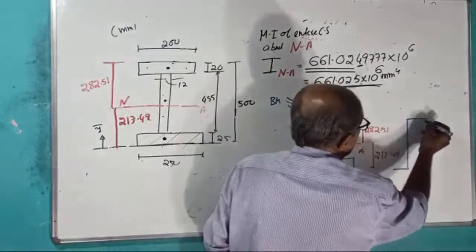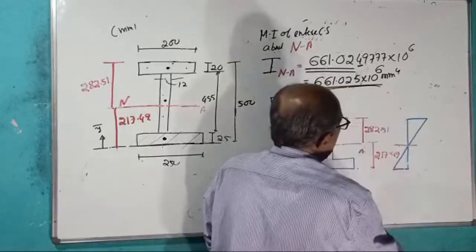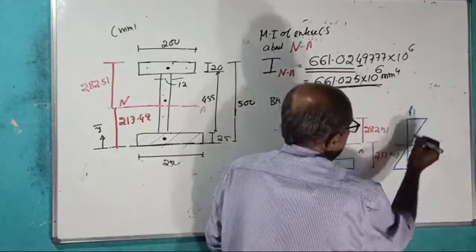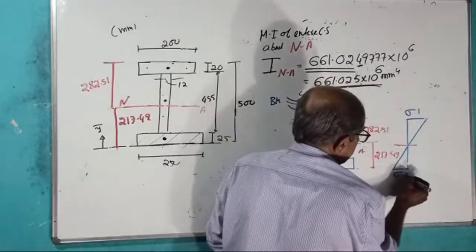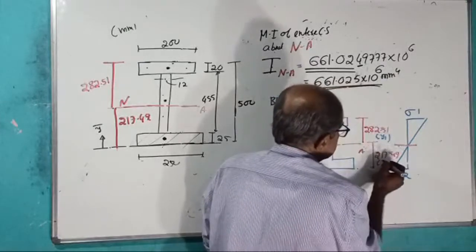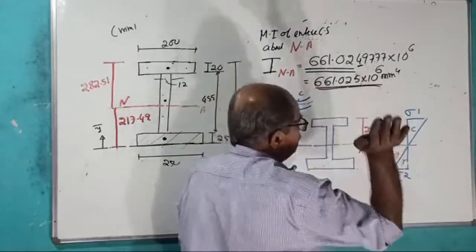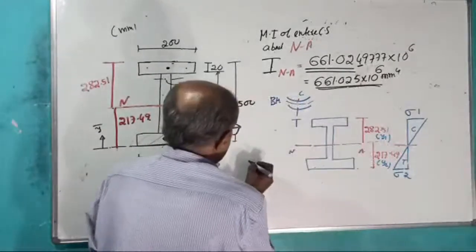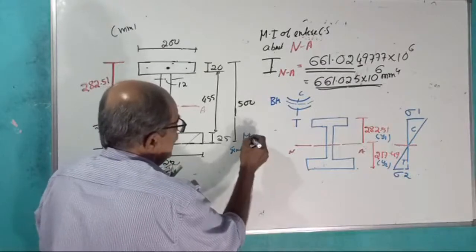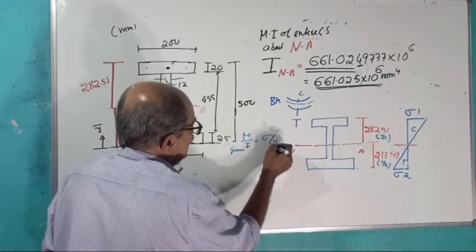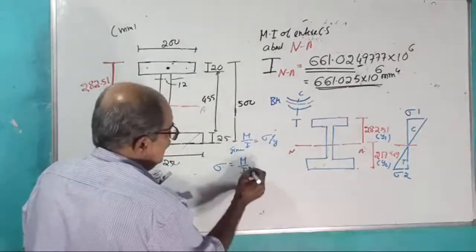What I usually do in my class for bending stress is take the topmost fiber as sigma 1, and the bottommost fiber as sigma 2. This I will call Y1, this I will call Y2. Compression, tension: remember, they are perpendicular to the cross section. Now, general equation: M by I equal to sigma by Y, or sigma anywhere at Y from the neutral axis, M by I into Y.